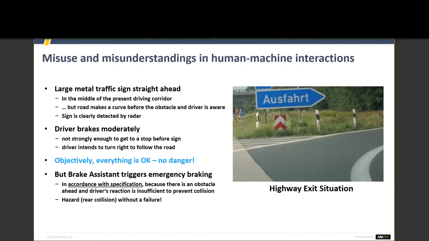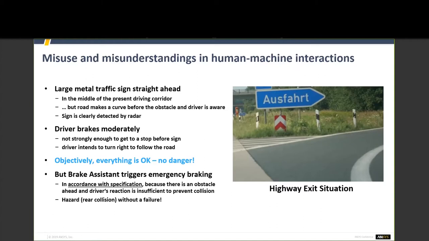For example, this is a scene that actually happened during a test ride. This is a highway in Germany, and it's a highway exit. And you see the curve of the road, and behind there is a big sign saying Ausfahrt, which means exit. It's a metal sign. And the car, of course, is still going at a high speed and directly approaching this sign.